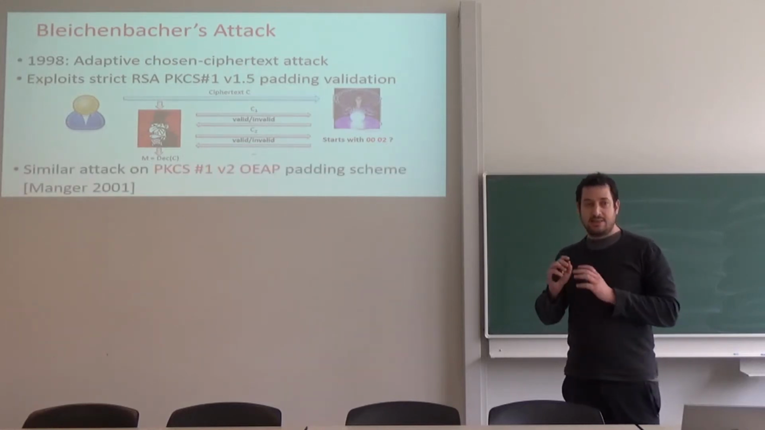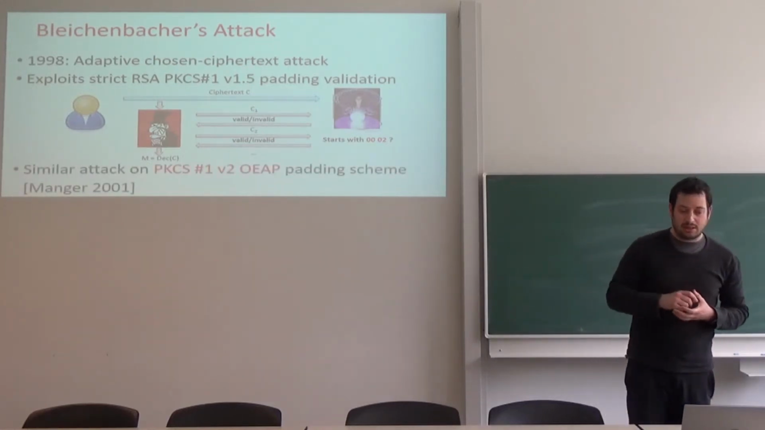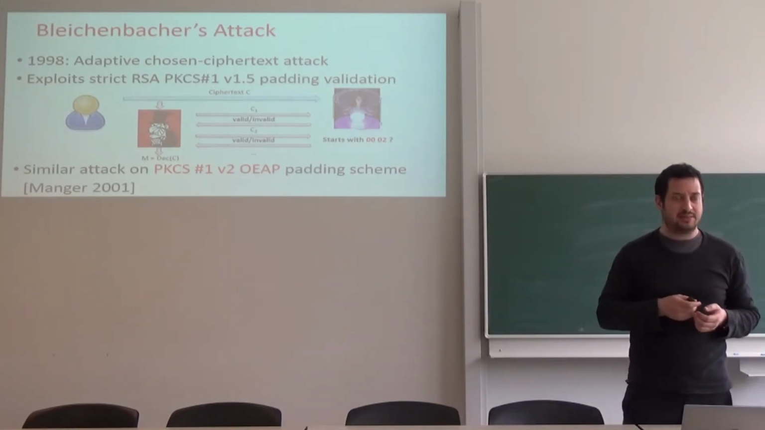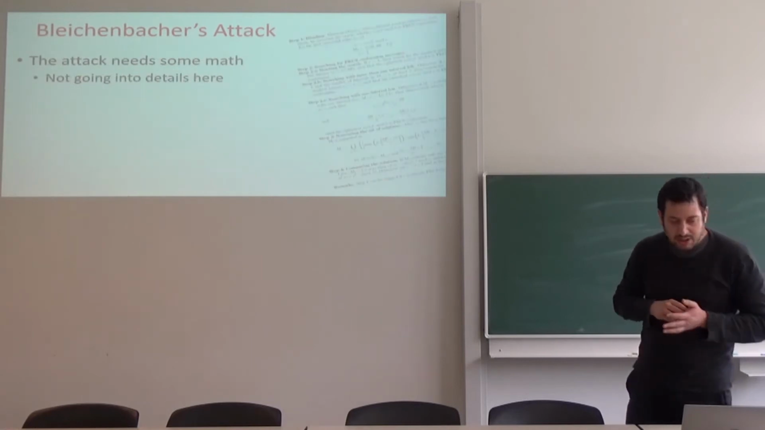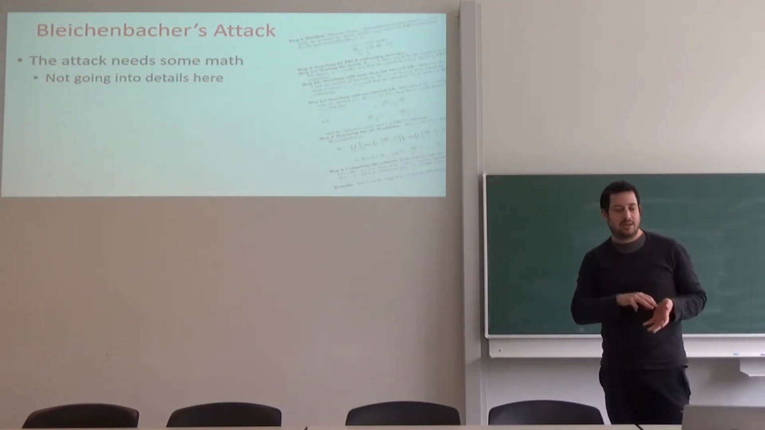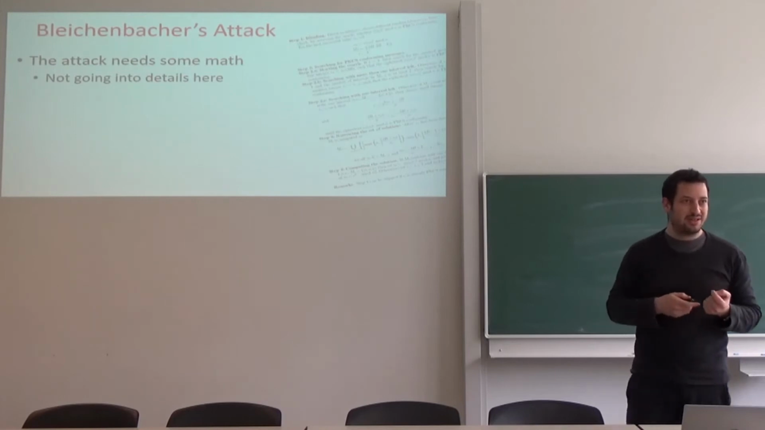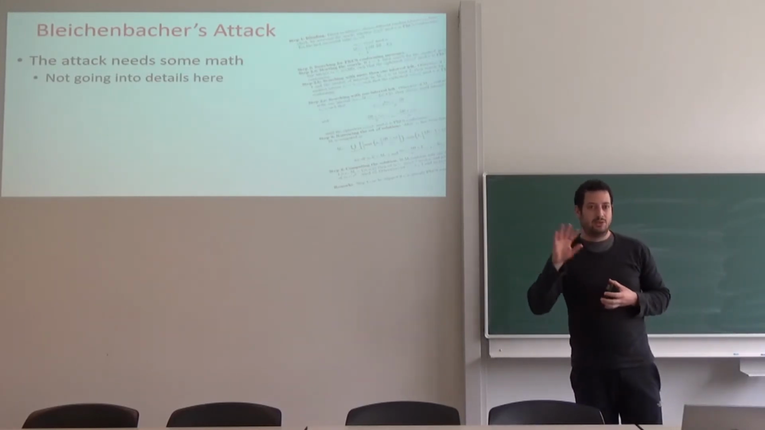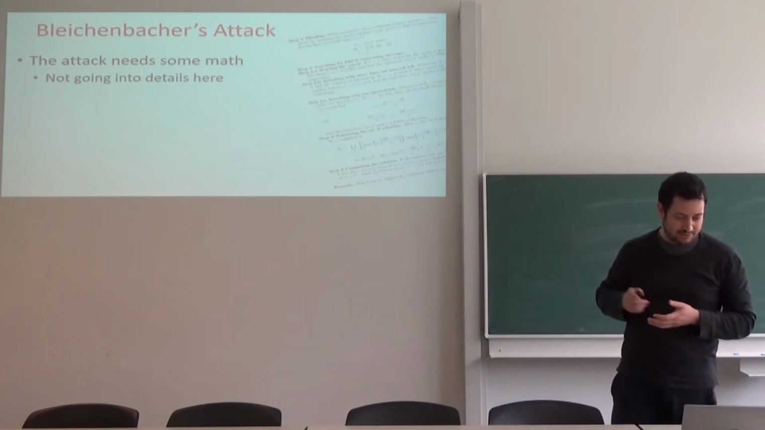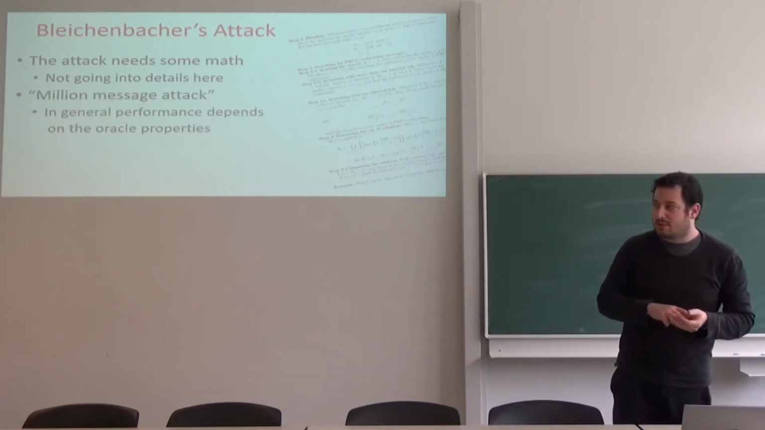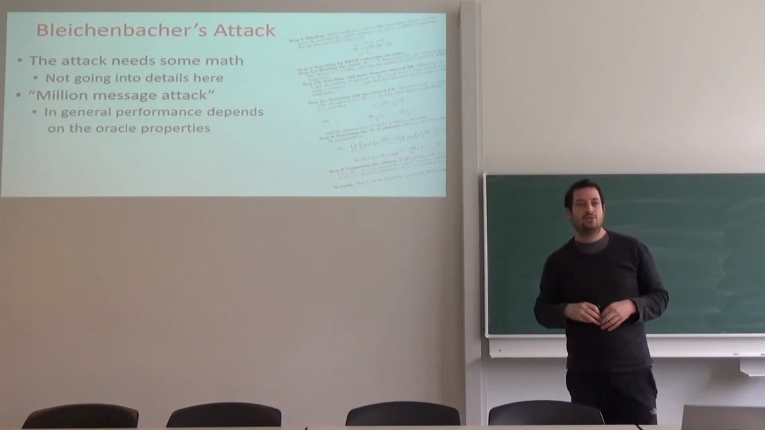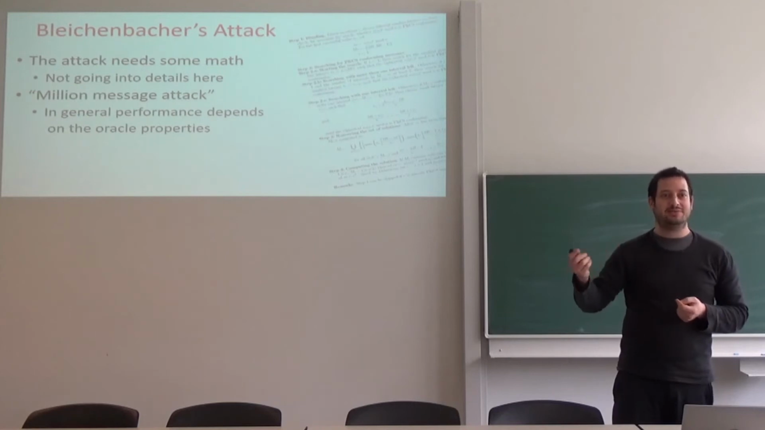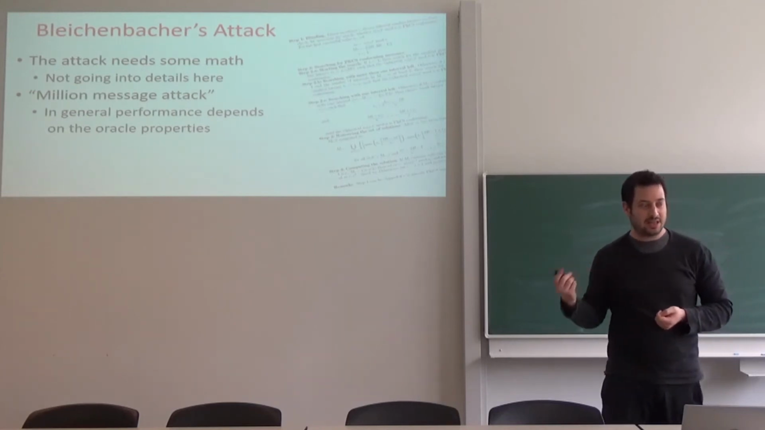And there is a similar attack on a padding scheme by Manger, and it uses very similar ideas. To basically understand the Bleichenbacher attack, we need to understand a little bit of math. This, I think, is a very beautiful paper, but we won't have time to read it here. I recommend everybody to read it. But what we actually need to know is that at first it was referred to as the million message attack. Basically it means that we need a million messages in order to decrypt a single ciphertext.